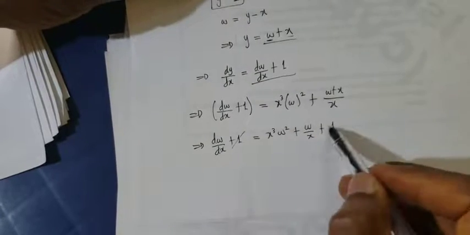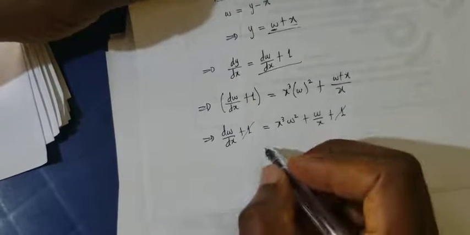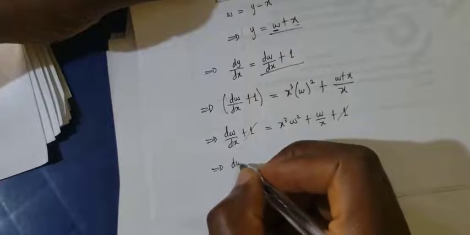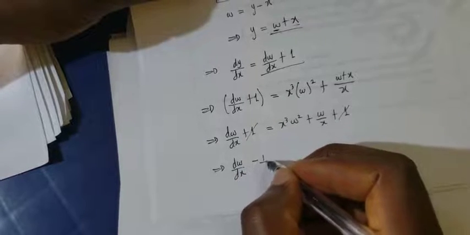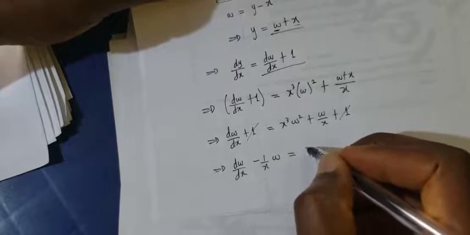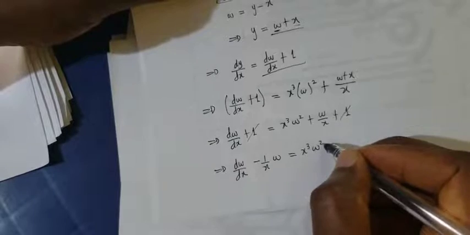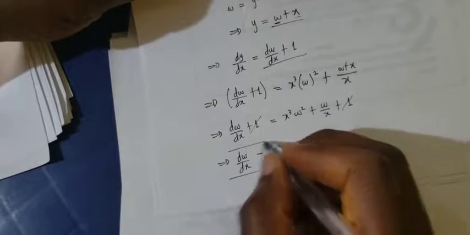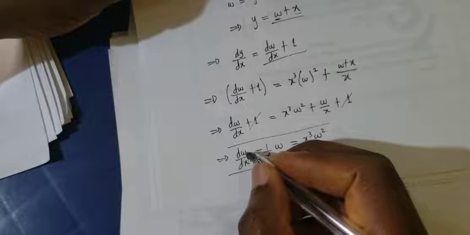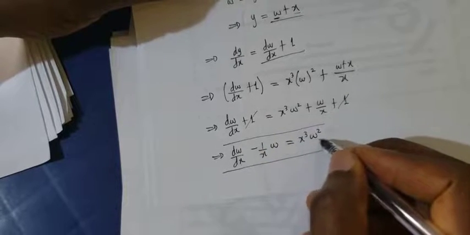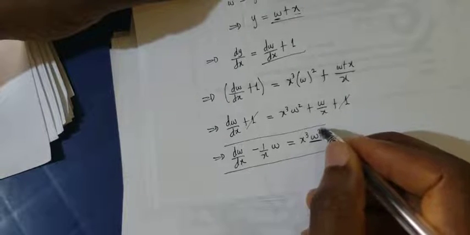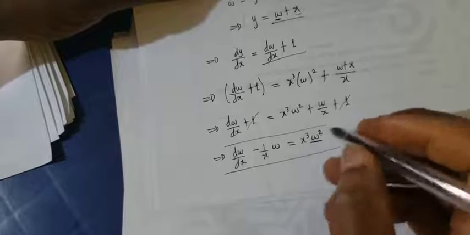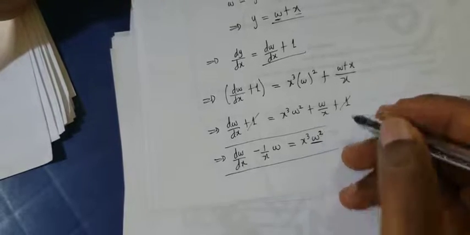Right, so what kind of equation is this? Firstly, we cancel this out. Then at the end of the day, we're going to have dw dx. Then we move this to this side, that will be minus 1 over x multiplied by w is equal to x cube w squared. So pay attention to this new equation now. This new equation is in terms of w and x, but it is now a Bernoulli equation. Why? We now have the dependent variable to be some power here. So this is now reduced to a Bernoulli equation with n equal to 2.